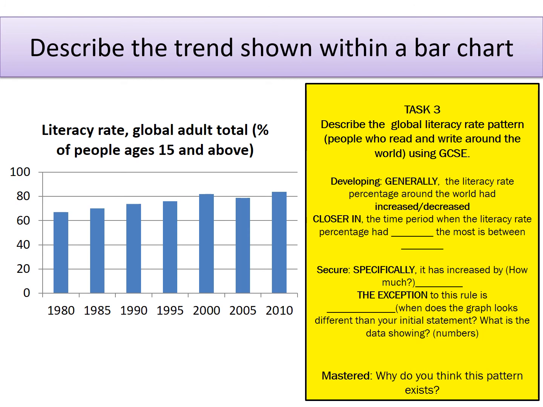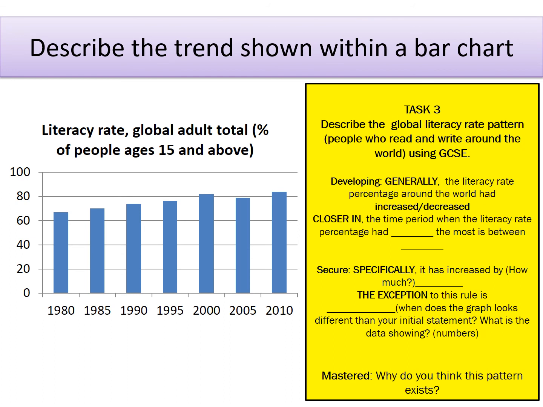For the secure task, you have to be more specific. How much it has increased? You have to give the numbers, you have to do the math. And also give the exception. Is there anywhere in this graph, anywhere in time when there is an exception to the rule? So for example, if you said that the literacy rate decreased, is there an exception? Is there any time when it has actually increased? What is the data showing?